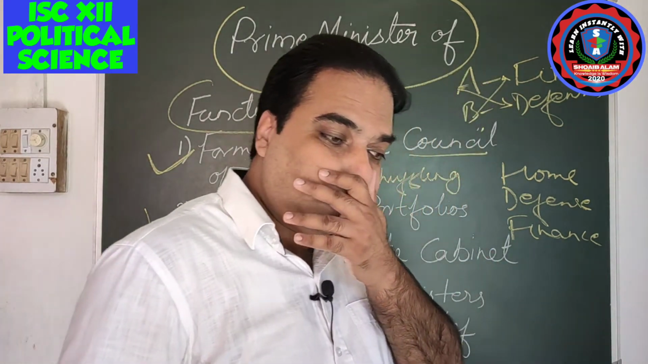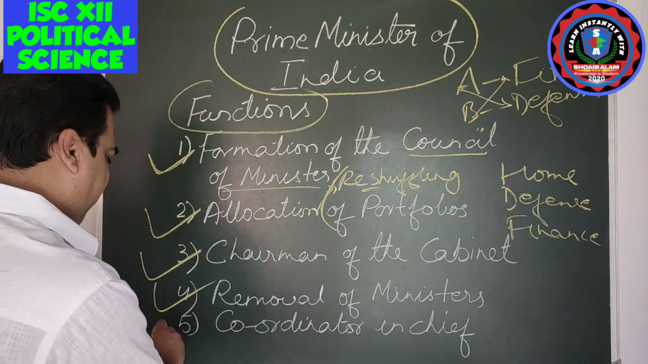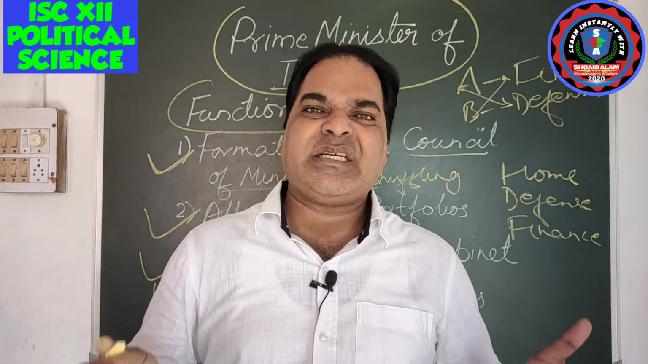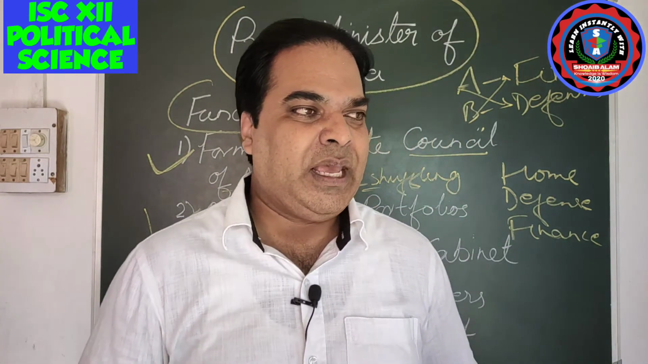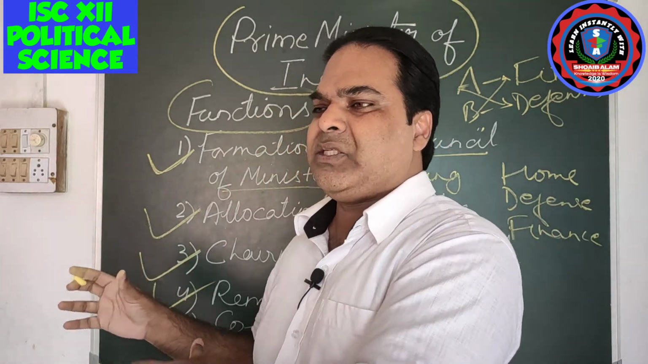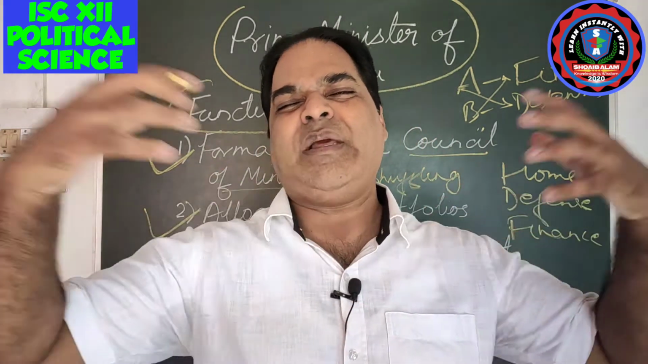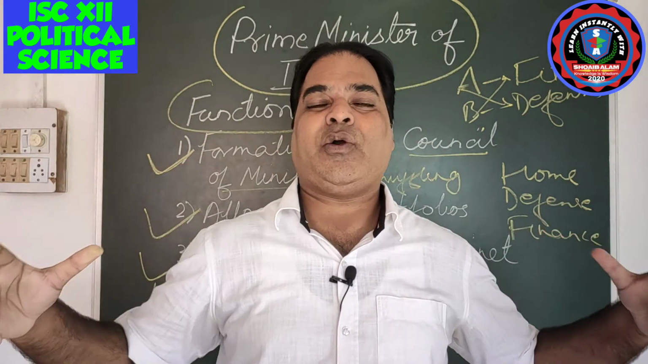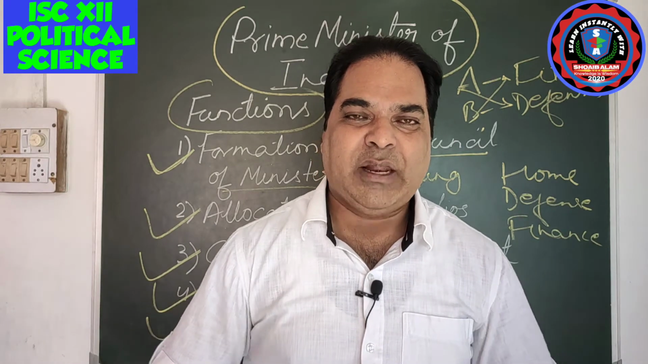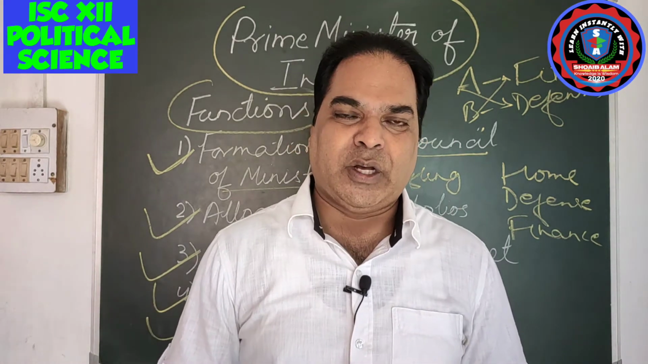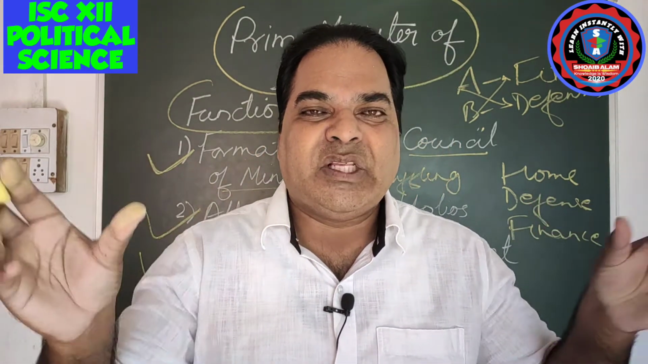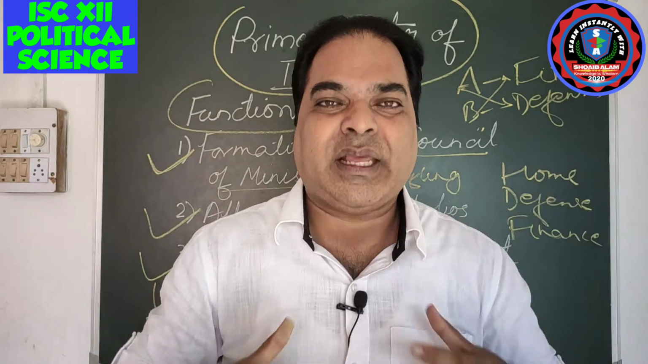Then the next one we have is coordinator in chief. You know that the Prime Minister is the coordinator in chief. Defense minister, finance minister, railway minister, coal minister, agriculture minister, so many ministries are there. Who is looking after the different ministries? The ministers in charge. And who is the boss? The Prime Minister is the boss. So the Prime Minister is the one who coordinates the work of the different ministries, working in a proper coordinated way.